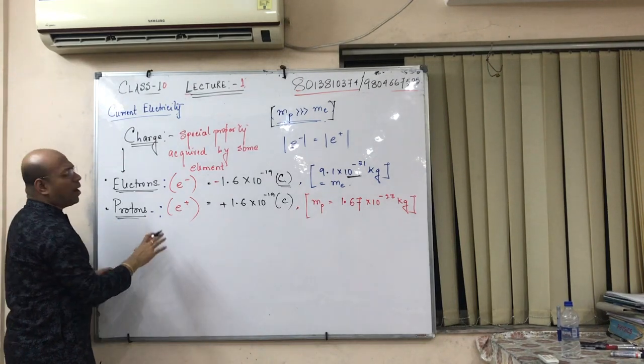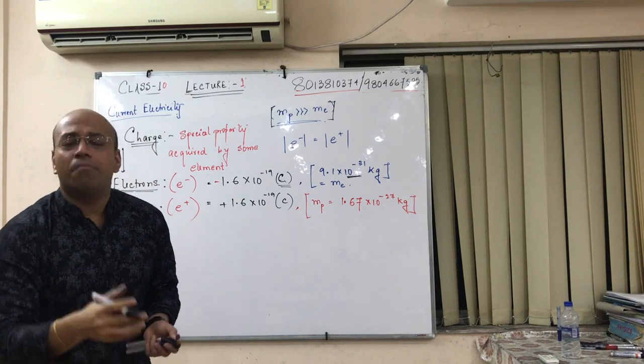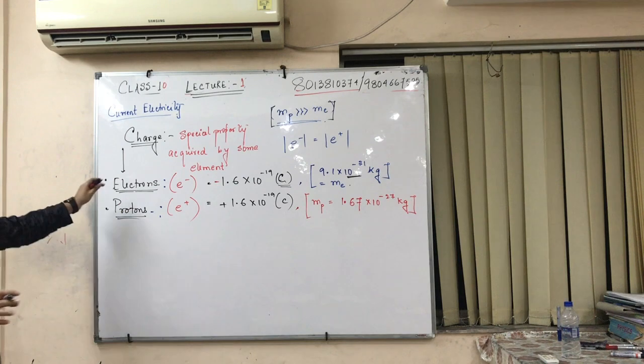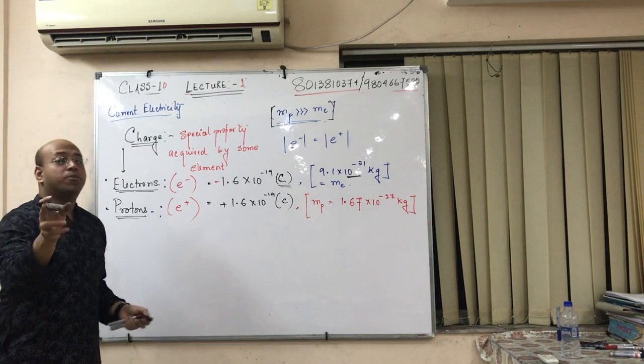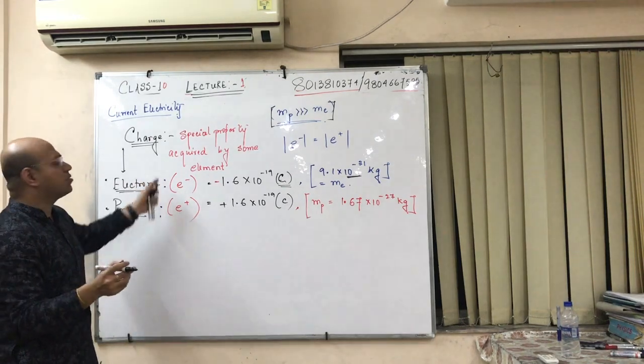Next, there are many particles. People will say, sir, I have heard the terms beta plus, beta minus, positron, many things. Yes, there are many things. Let's not discuss these because we are going for the chapter of current electricity. That's why I am telling you only the basics of charges.